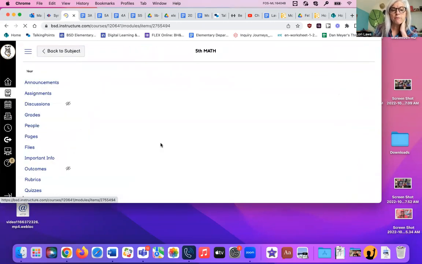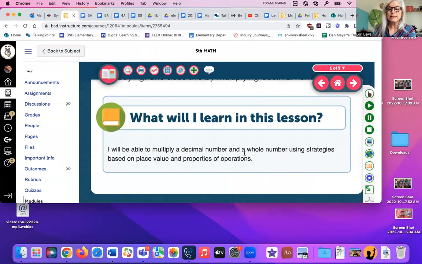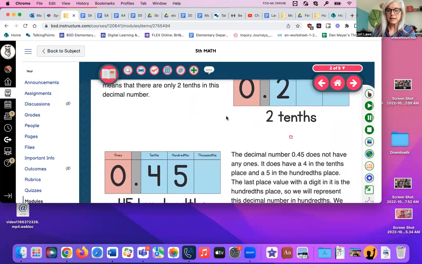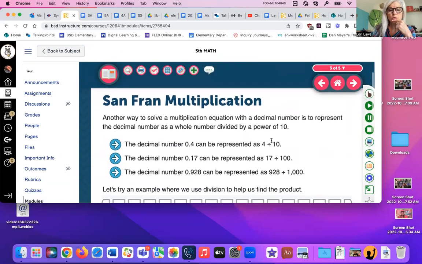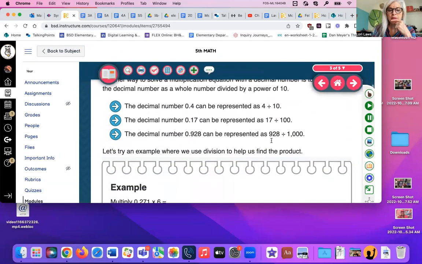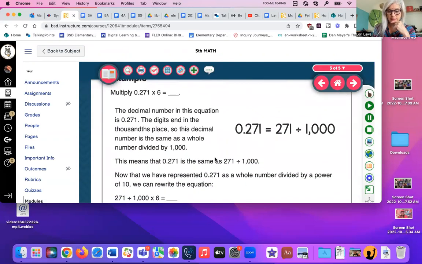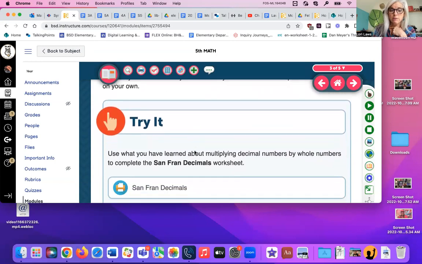Today's 4.04, Math Francisco. And all they're doing in this lesson is teaching you how to multiply decimal numbers using some strategies based on place value. So you're going to go through and learn how to pay attention to the place value. They make it a little confusing in this lesson, so they don't really teach you that trick. They're just trying to get you to think about it. And they also cover division. So I'd really like you to pay attention to page 3 where they're going through the division. Stretch your brain, try to complete the next thing.